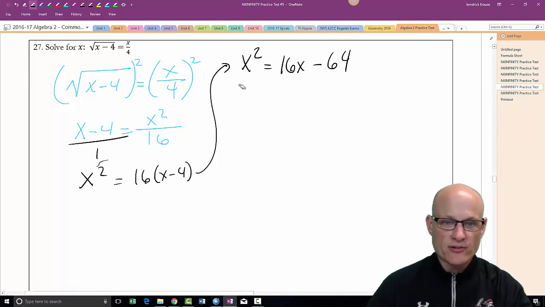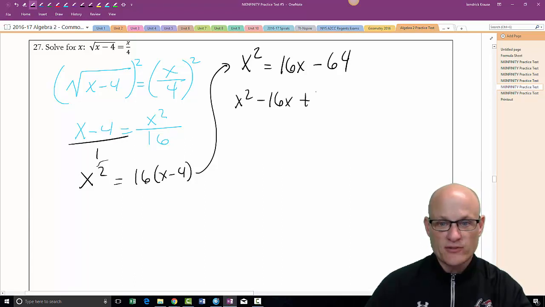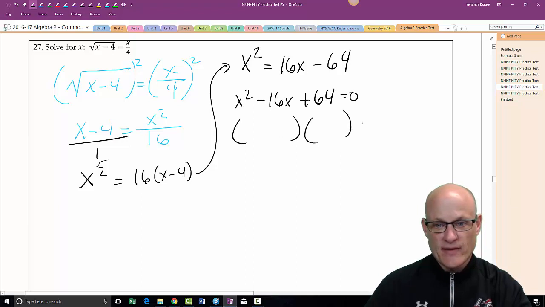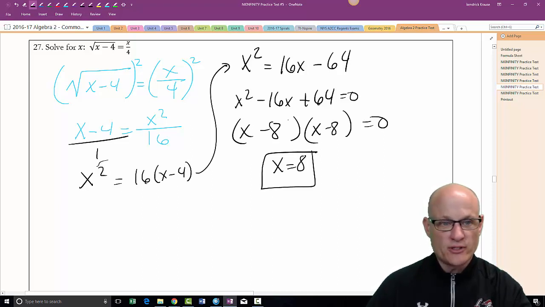So, oops, not ready to factor just yet. So I get x squared minus 16x plus 64 equals 0. Factor this. Oh my God, that's a perfect square trinomial. x minus 8, x minus 8. It appears that x equals 8 is the only solution.